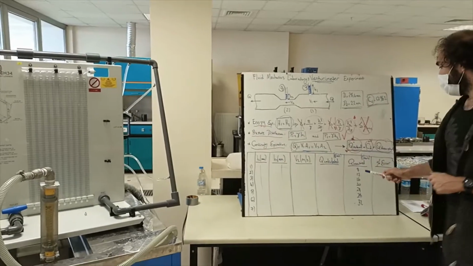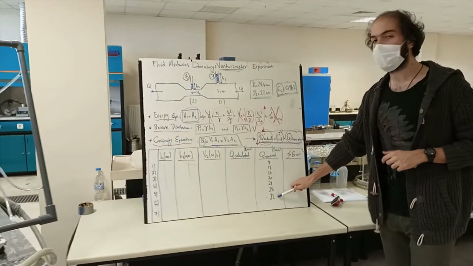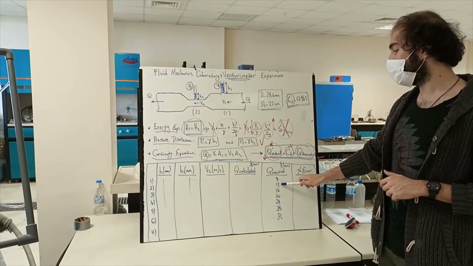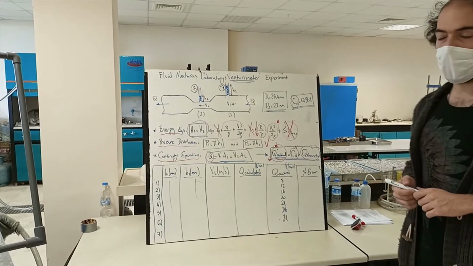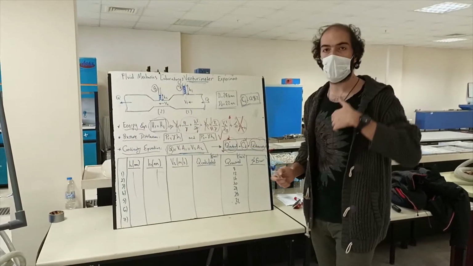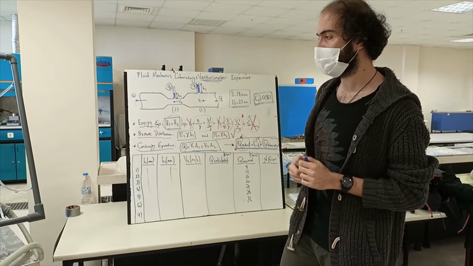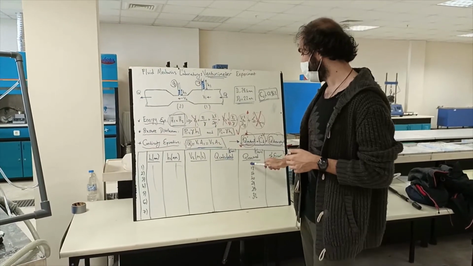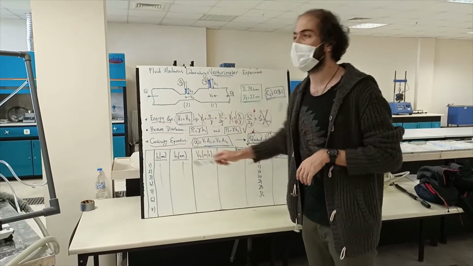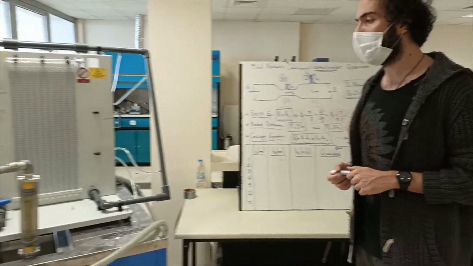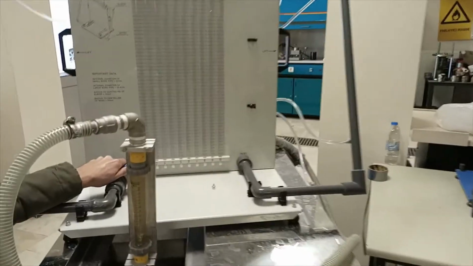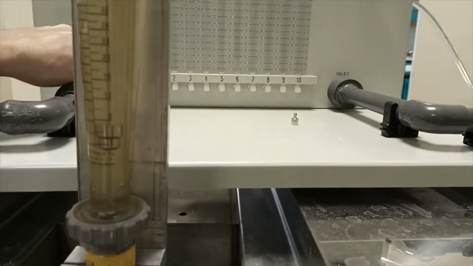As you can see, we will give you 7 different Q values. We will start with 8, and then continue with 12, 16, 20, 24, 28, and 32. These will be your 7 measured Q values. Then for each measured Q value, we will read the H values. So let's start with our first discharge value, which is 8 liters per minute. The first discharge is 8 liters per minute.